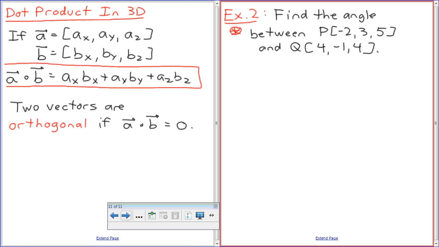Now this is where these are hard to visualize, because to visualize two 3D vectors and find the angle between them, you can't do cosine law; you have to rely on your calculator for this.